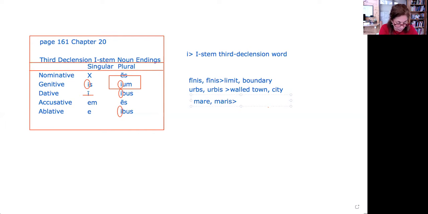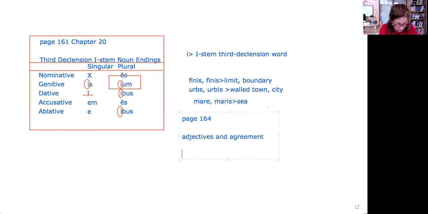And you're going to learn about neuter I stem nouns in chapter 30, the last chapter of the book before the review chapter. Of course, mare, maris means sea. Okay. So adjectives and agreement. We're going to move on to the bottom of page 164. And on 164 are the adjectives and agreement.